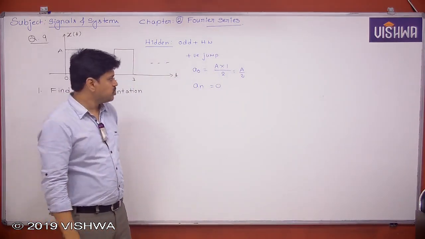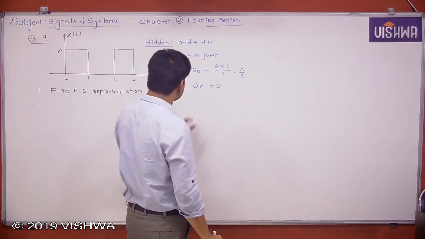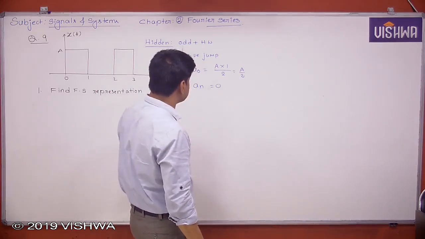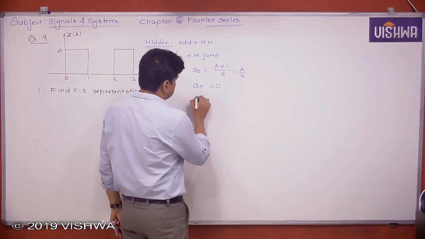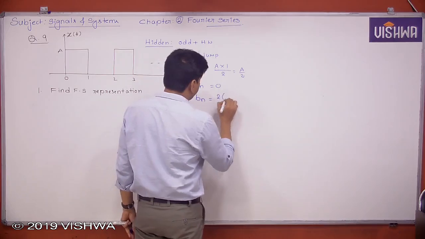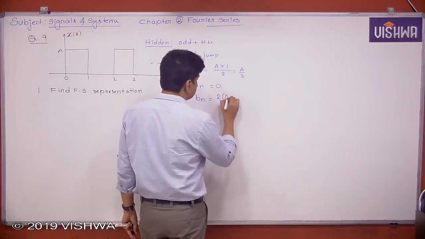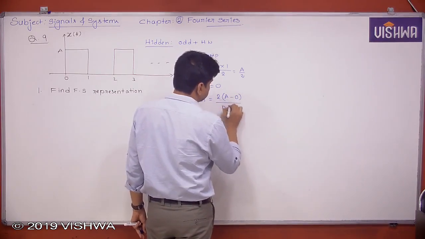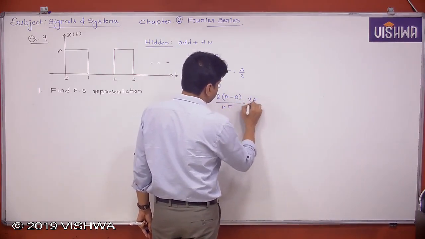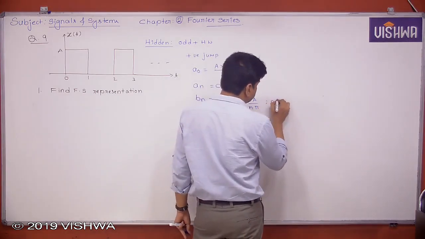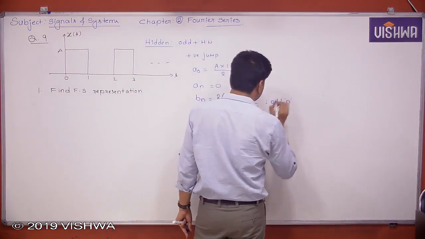Why is the AN value equal to 0? Because it is having odd symmetry. Next, what is the BN value? 2 into maximum value A minus minimum value 0 by n pi. That is 2A by n pi. It will take only odd values of n.